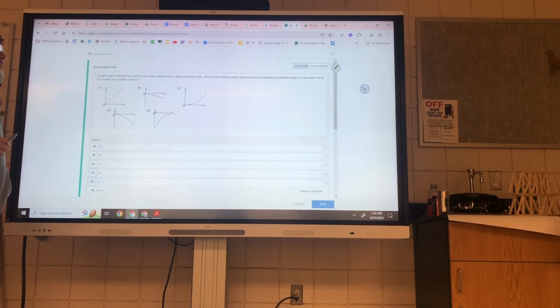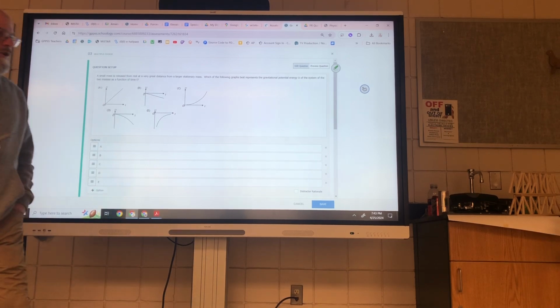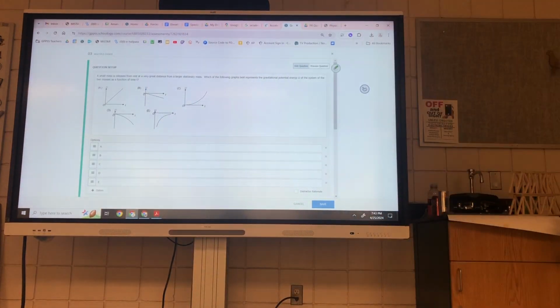A small mass is released from rest from a very great distance from a larger stationary mass. Which of the following graphs best represents the potential energy of the two mass system as a function of time? You need to do this one. You need to know the definition. All right. You guys have an equation sheet?